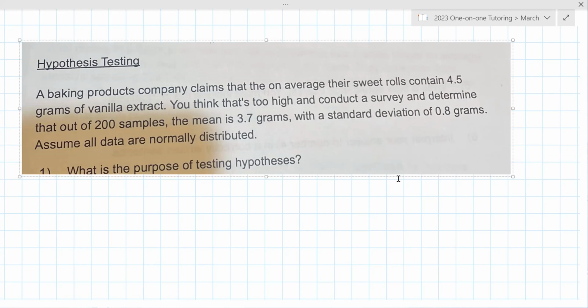What is the purpose of testing hypotheses? The answer here is that you want to know whether the claim is true or not. That's kind of what we were talking about the other night. You think something has increased or decreased or changed, and you have a way to show through these statistical tests whether it has or not.